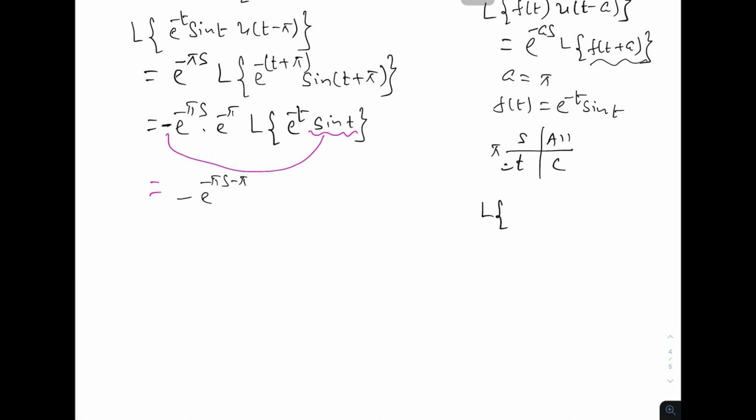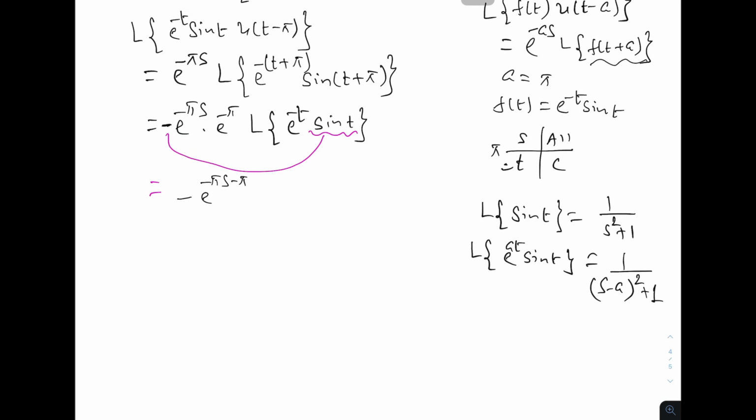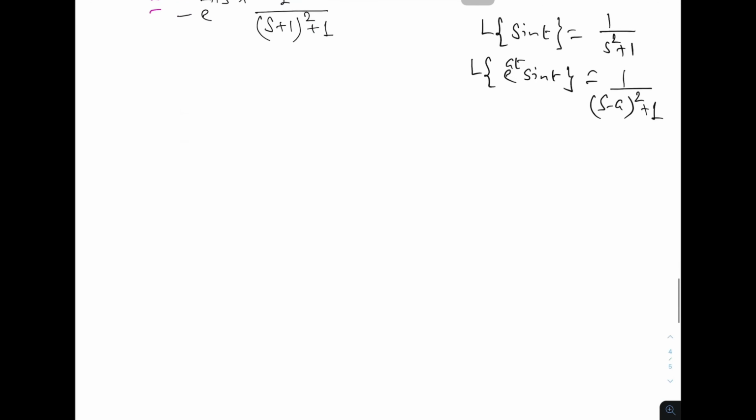Laplace transformation of sin t, and Laplace transformation of sin t is 1 upon s square plus 1, and Laplace transformation of e power a t sin t, that is nothing but 1 upon s minus a square plus 1, that is first shifting theorem. So here a is minus 1, so that is nothing but 1 upon s plus 1 square plus 1. This is your answer. Okay.